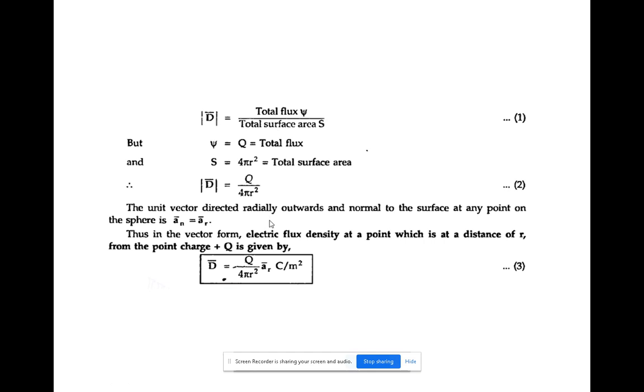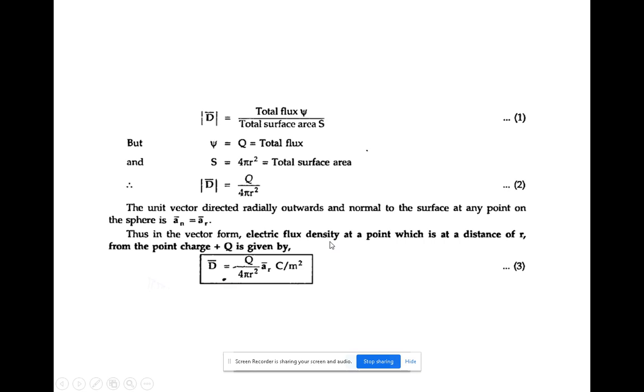Total flux is represented by psi, which can be written as Q. Total surface area, since it is a sphere, can be represented mathematically as 4 pi r square. Just replace the value of psi and S here. So instead of psi, it becomes Q divided by 4 pi r square. This will give the D vector at any point in the sphere.